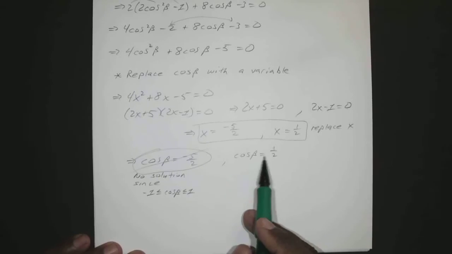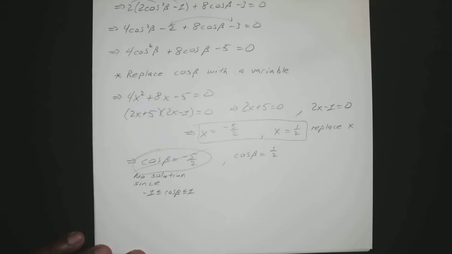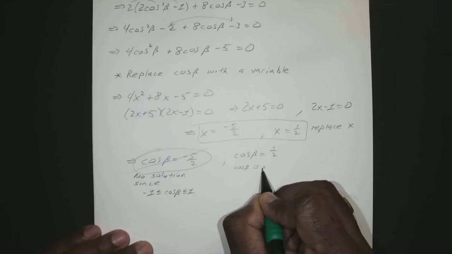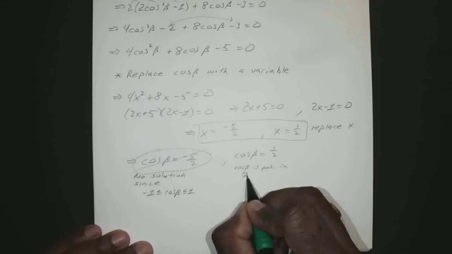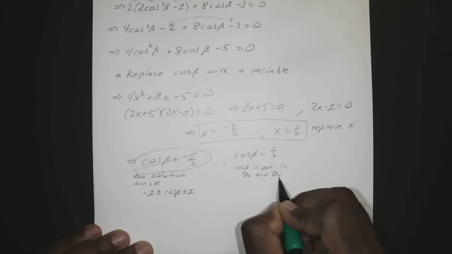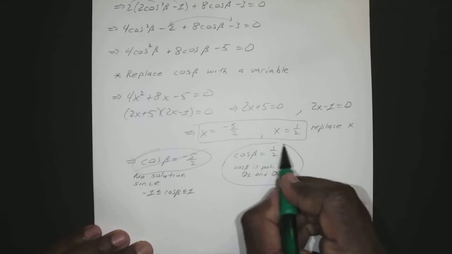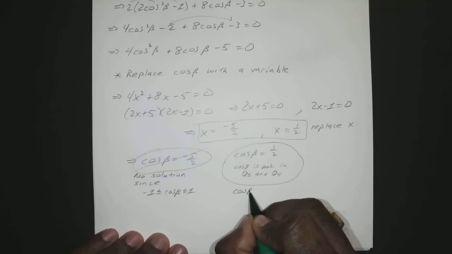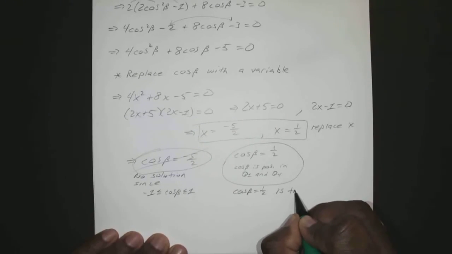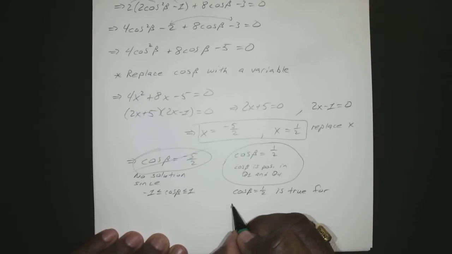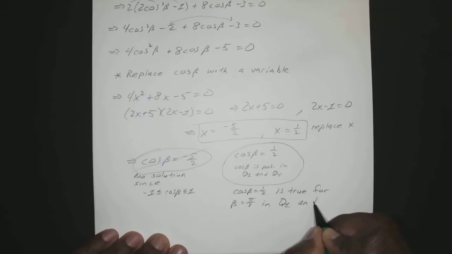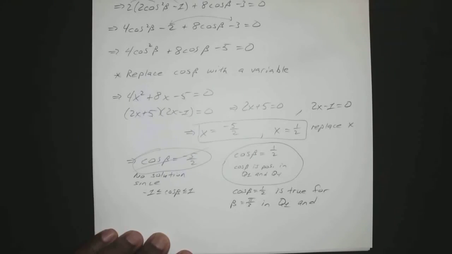Now cosine beta equals 1/2. 1/2 is positive. So we know that cosine is positive in quadrant 1 and quadrant 4. So quadrant 1 and quadrant 4. Okay, so we know in quadrant 1, cosine of beta equals 1/2 is true for beta equals pi over 3 in quadrant 1, and beta equals 5 pi over 3 in quadrant 4.